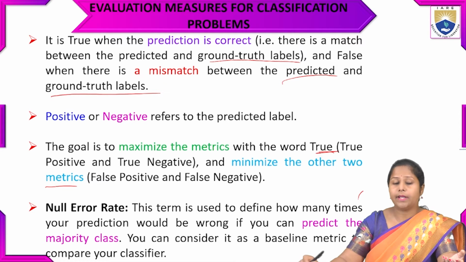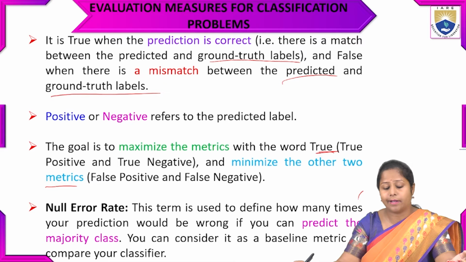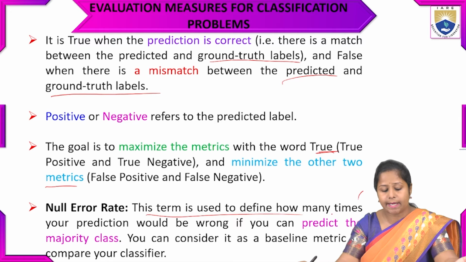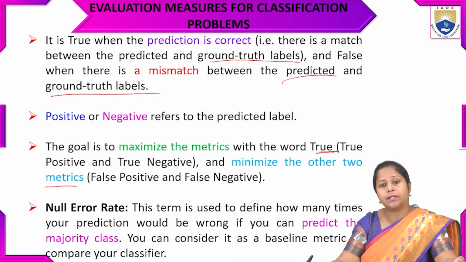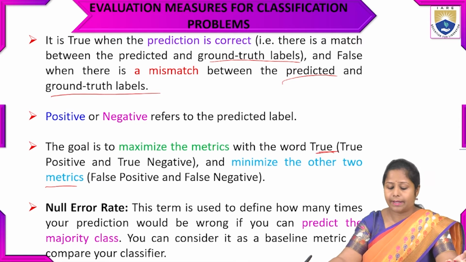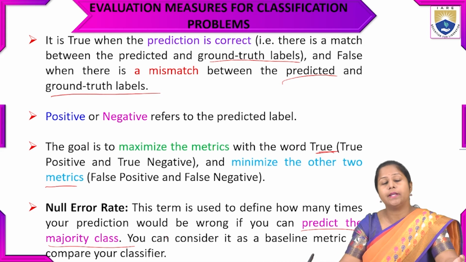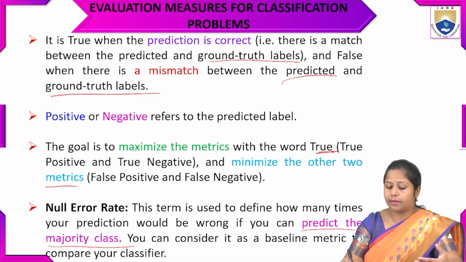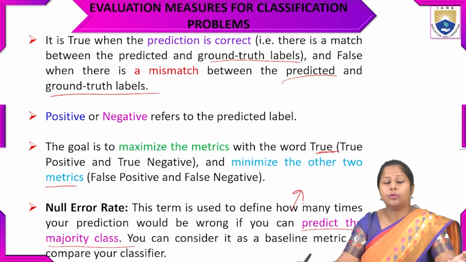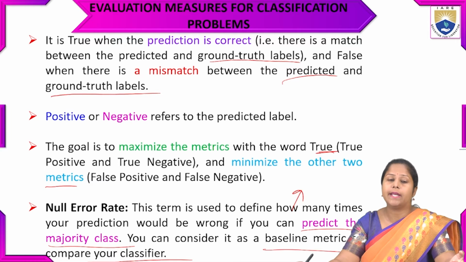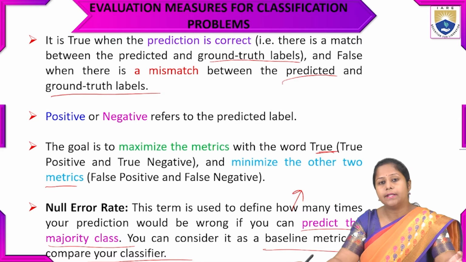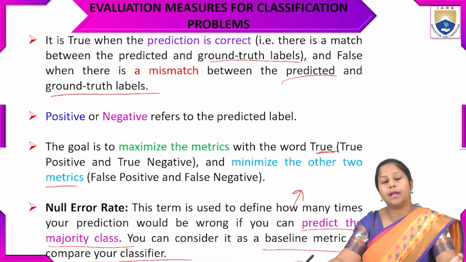There is an important terminology, the null error rate. This term is used to define how many times your prediction would be wrong. Even the correct prediction can sometimes be wrong. If you predict the majority class, and there are multiple classes, there can be a chance of having this type of null error rate. You can consider it as a baseline matrix to compare your classifier. So we have to take it as a baseline, and that is nothing but the null error rate. We have to take it in general.